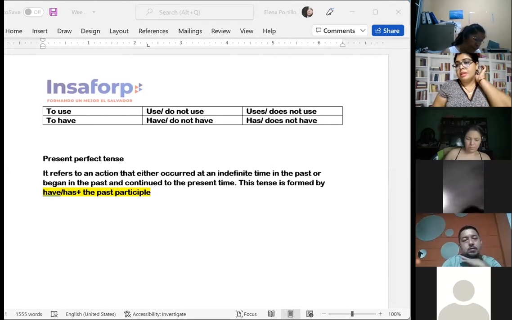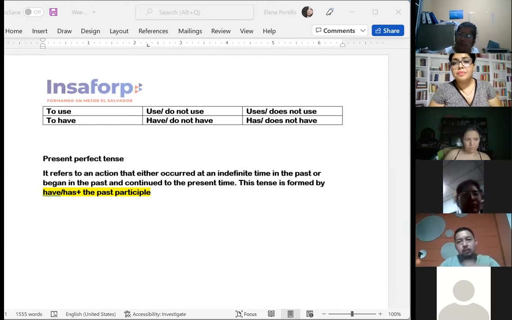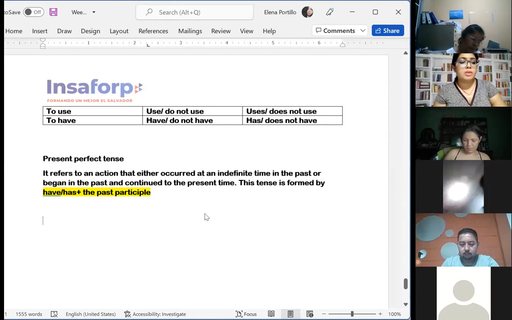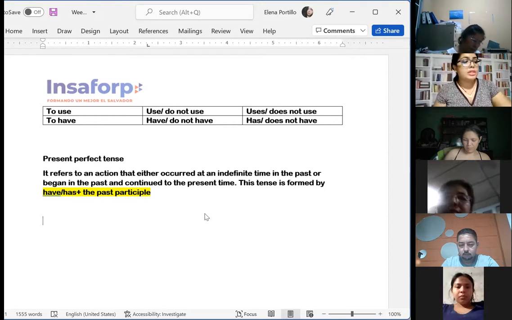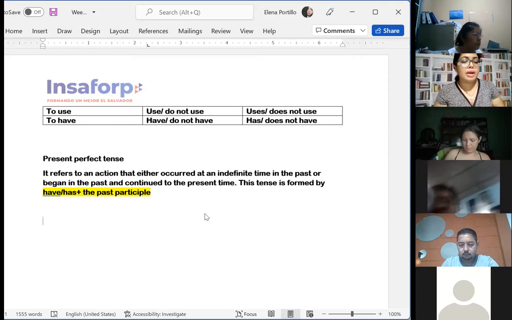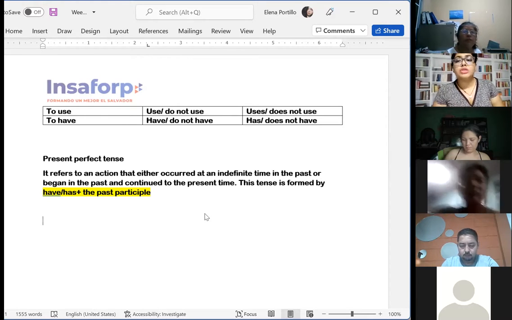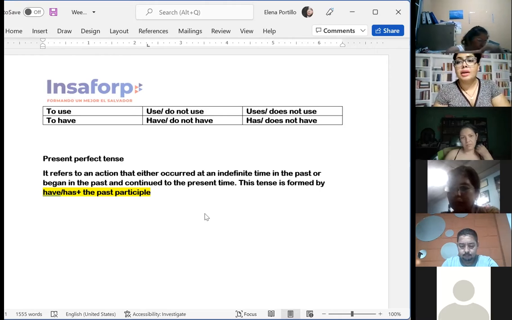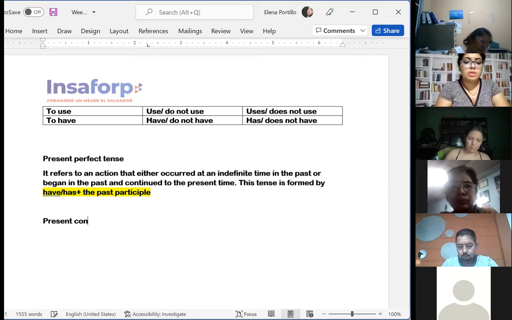So this was the present perfect tense, and we have the formula. So now we are going to continue with the present continuous, because it's number three of the tenses of the present. So we are going to end the present, then we are going to talk about the future, and then we are going to talk about the time phrases to use when we are using these verb tenses, when we are talking in English or writing in English, because it is necessary to know. So we are going to continue with the present continuous.